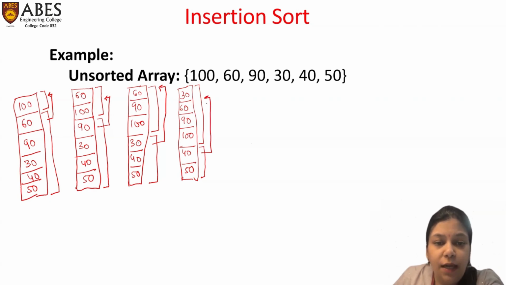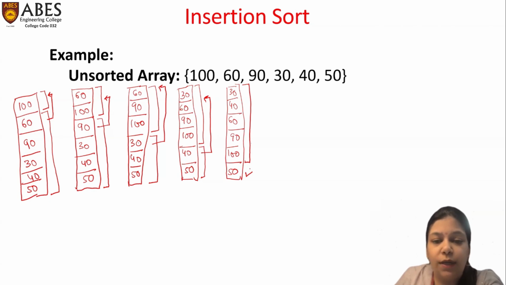Again, we will take 40 and insert it at its appropriate position. So the array will become 30, 40, 60, 90, 100, and 50. At this point of time, n-1 elements are now sorted and only 50 is left as the unsorted array. Now we have to place this also at its appropriate position. And after this iteration, you can see that the array is now completely sorted with the values 30, 40, 50, 60, 90, and 100.